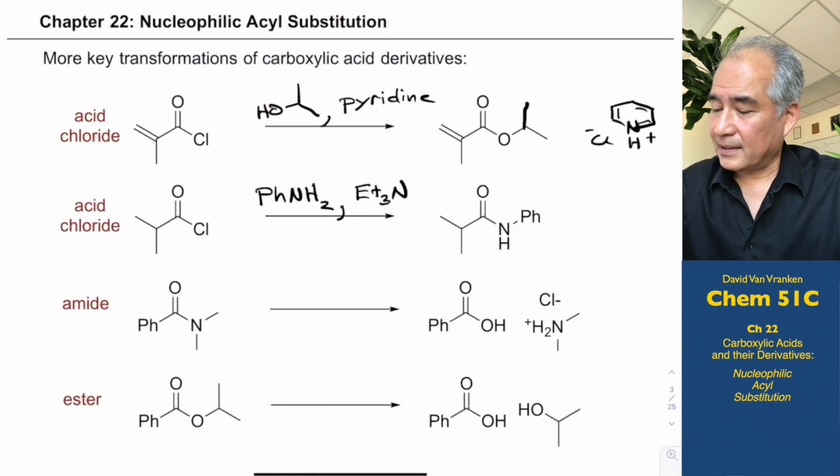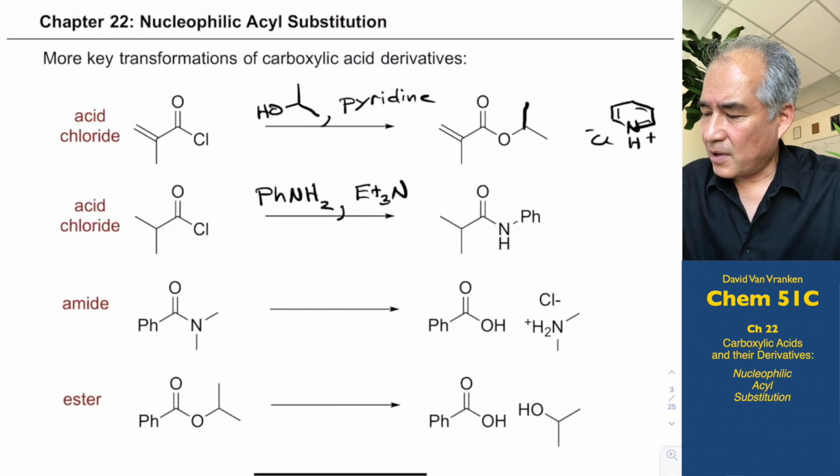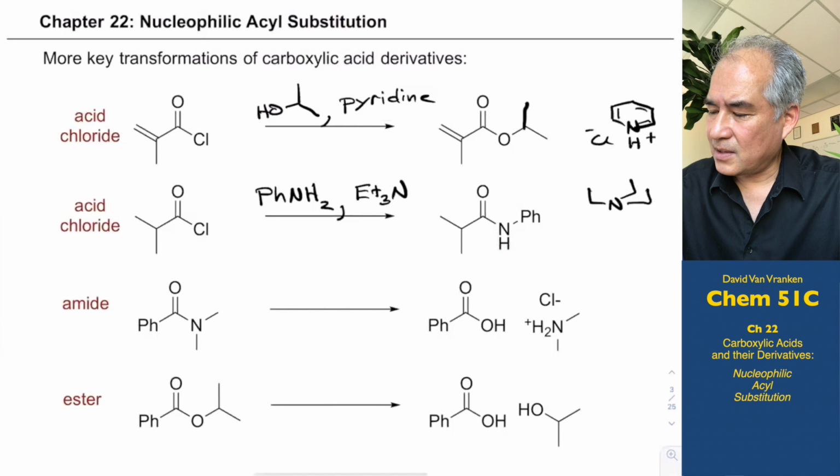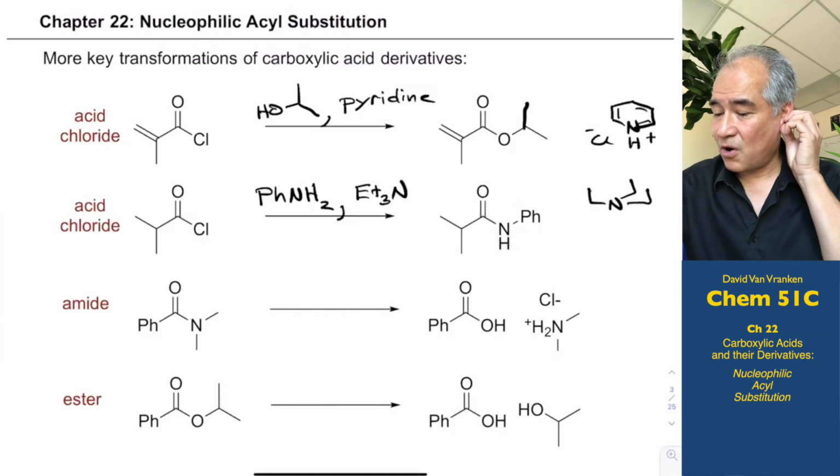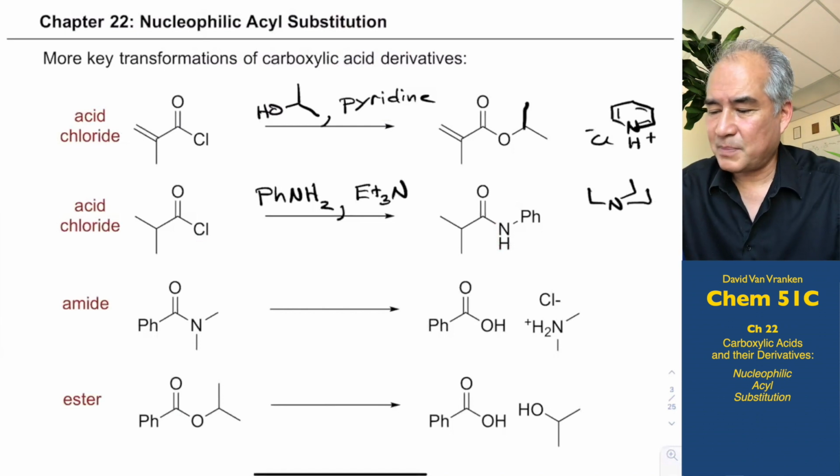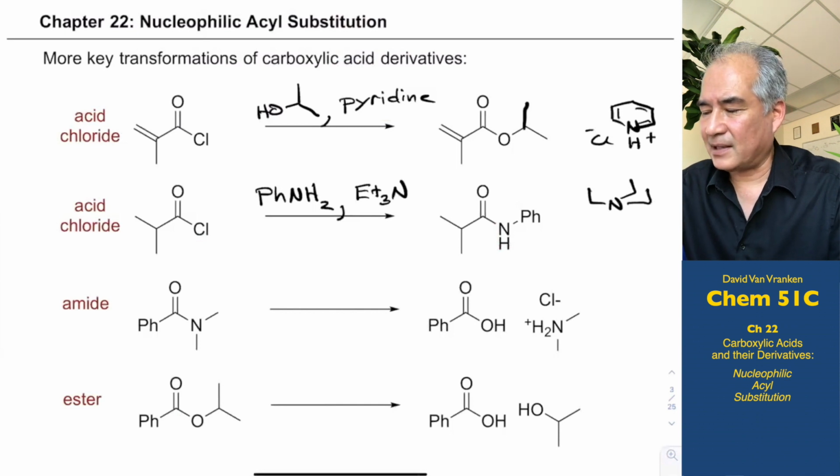Over here with the aniline, we don't want HCl to build up and protonate our aniline, and so we're adding triethylamine to soak up the HCl. And you want to make sure you're using a base that's strong enough that you don't protonate the amine. We can't use pyridine. That wouldn't be strong enough to soak up the HCl if aniline is present.